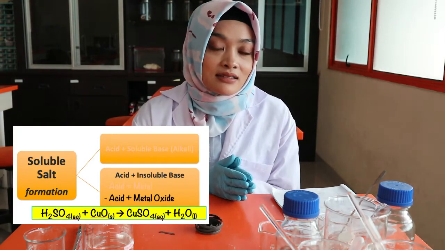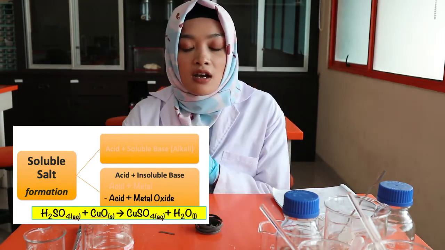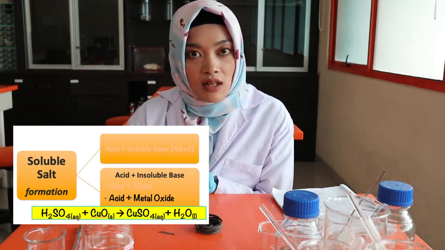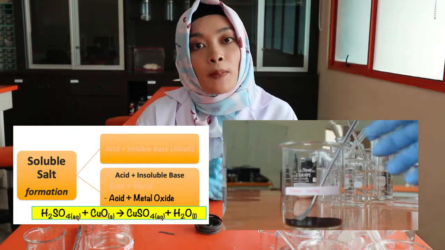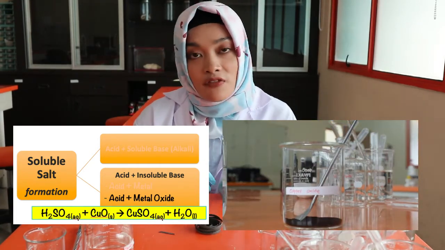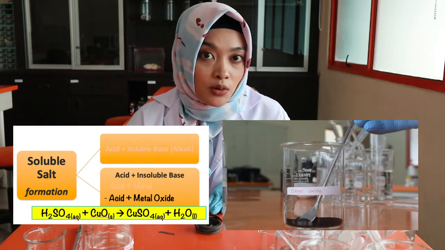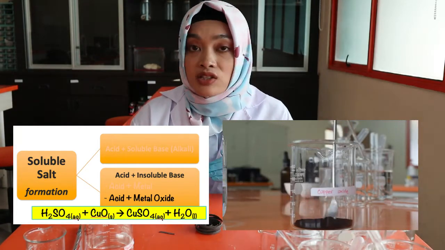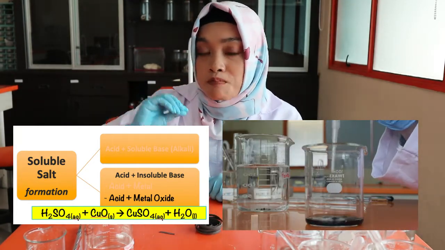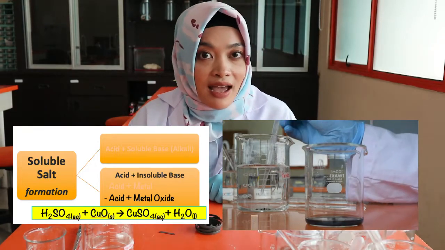Now move on to the other method of making soluble salt, which is reacting aqueous acid with an oxide of a metal, or metal oxide. Here I am using copper oxide. You can see the appearance of the copper oxide. It is a black powder. And we are going to carefully mix it with our sulfuric acid.